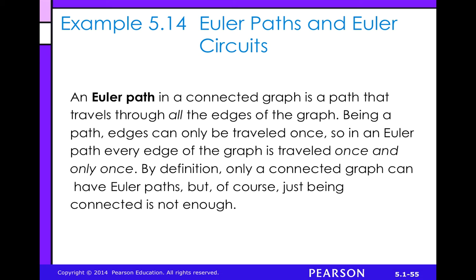So the last couple of definitions here. An Euler path. We've already described what a path is, so an Euler path is a specific kind of path. First of all, it only happens in a connected graph anyway. If you have a graph that's not connected, this definition doesn't make any sense. An Euler path is a path that traverses all the edges of the graph. Being a path, edges can only be traversed once. So an Euler path really means I've walked every single edge inside the graph and I did so once. Okay, I never retraced my steps along an edge.